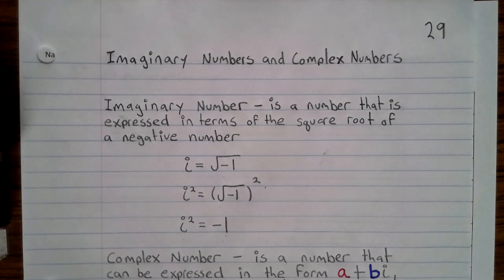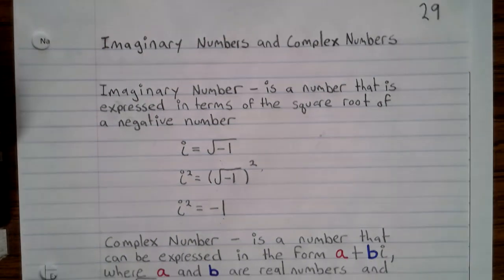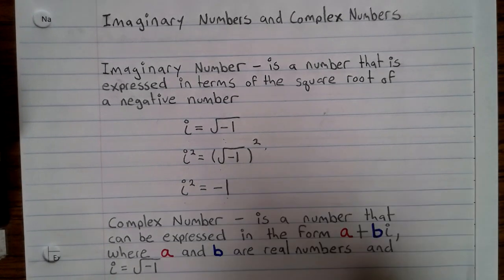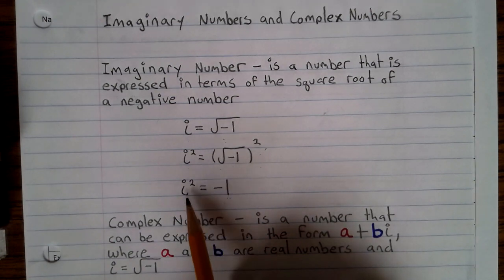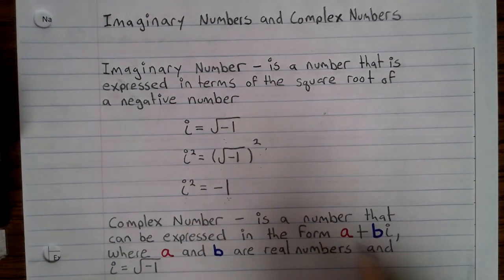An imaginary number is a number that is expressed in terms of the square root of a negative number. So i equals the square root of -1 is an imaginary number. Now, if we were to square both sides, we would get the square root of -1 squared, which is -1. So we can now say that i squared is -1.